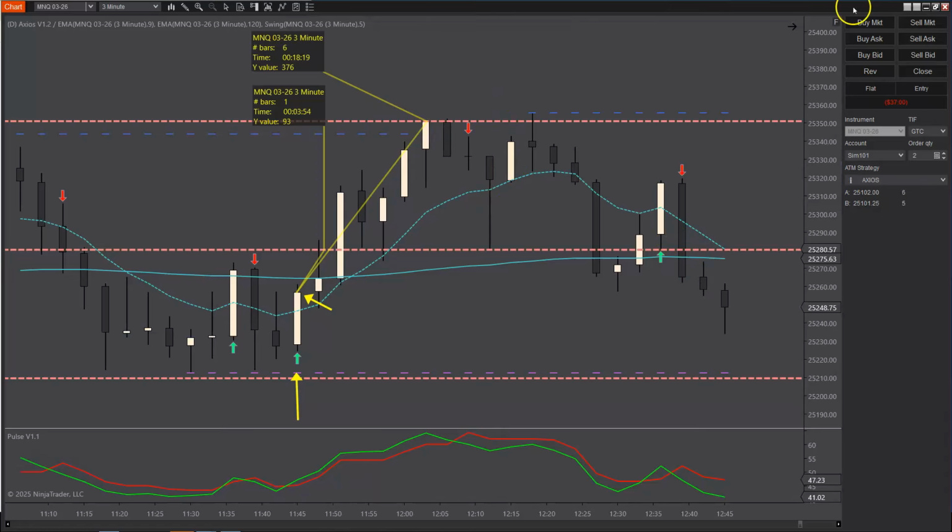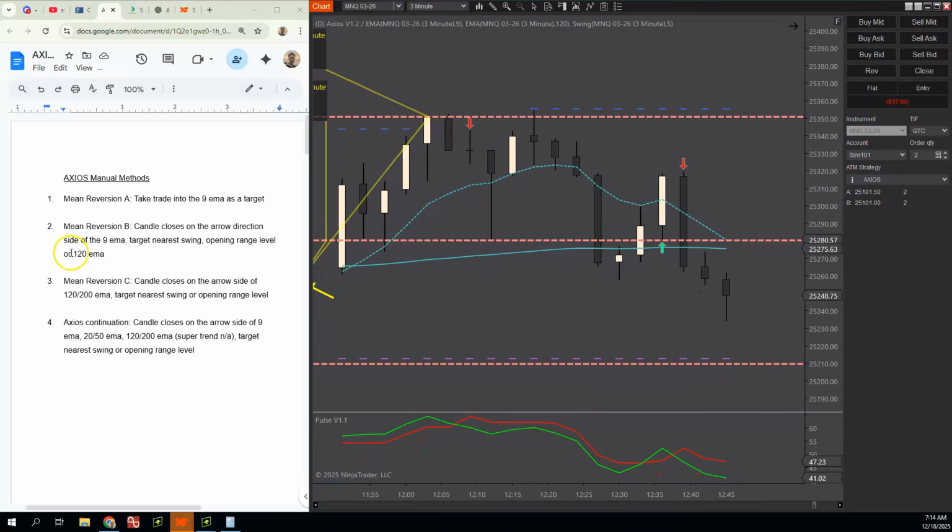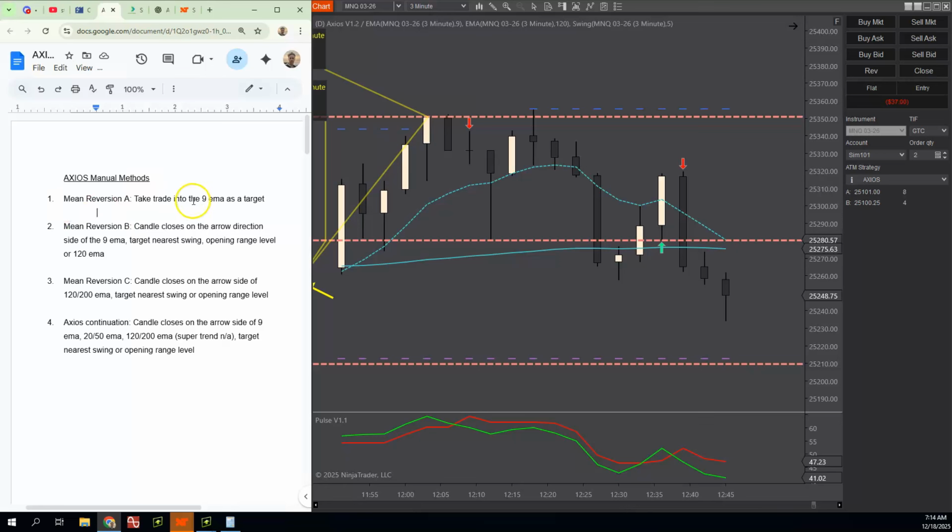Anyway, so I think you see what I mean. That was number 2, Mean Reversion B. So we've gone through Mean Reversion A, taking the trade into the 9 as a target. Mean Reversion B, candle closes on the arrow direction side, and then targeting the nearest swing, opening range level, or the larger EMA. So Mean Reversion C, candle closes on the arrow side of the 120 or the 200 EMA. So it closes on the arrow side of the larger EMA, and we're still targeting the nearest swing opening range level. There's not going to be an EMA to target in this regard.